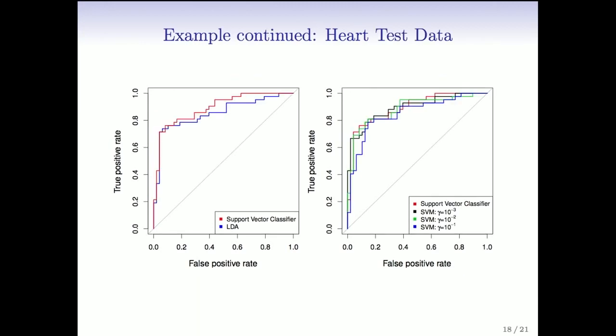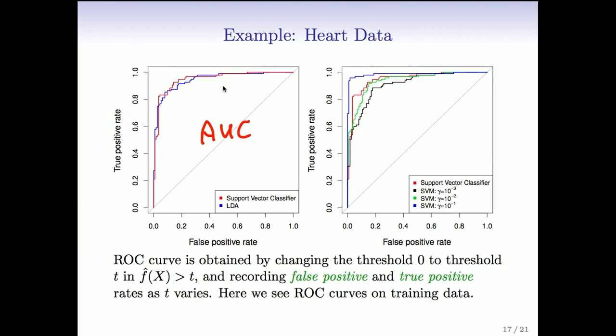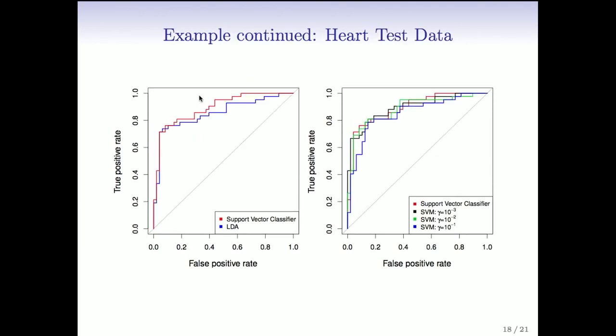Of course we know we should look at test data, and so here we put aside 80 observations as test observations and fit the classifiers on the training data, and now we look at ROC curves on the test data. Again, linear versus LDA, it looks like the support vector classifier does a little bit better, by a small amount. But notice that this ROC curve is not as good as the previous one on the training data, because that was overfitting a bit.